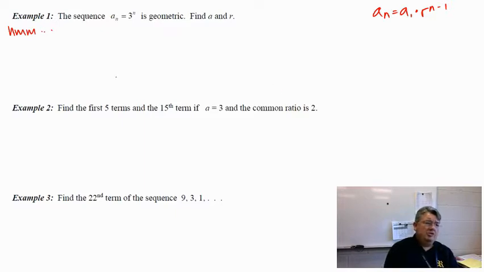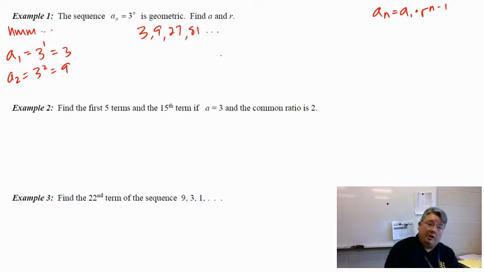Well, the first term is just going to be 3 to the power of 1, which is 3. Okay. What's the ratio going to be? Well, the second term is going to be 3 to the power of 2, which is 9. So this is going to go 3, 9, and the next will be 27, 81, and so forth, because it's multiplying by 3. Oh, so the ratio is equal to 3.